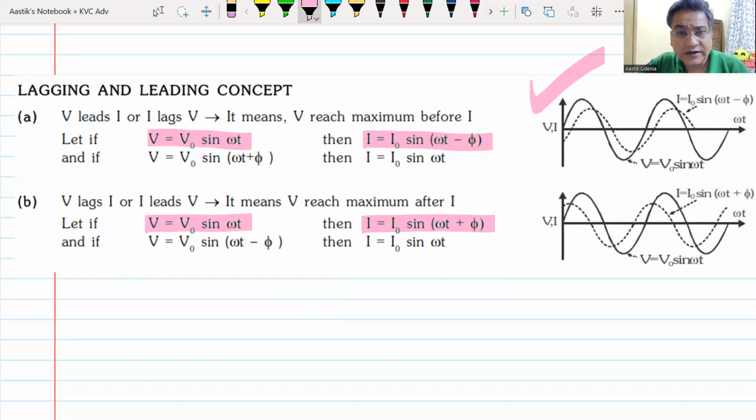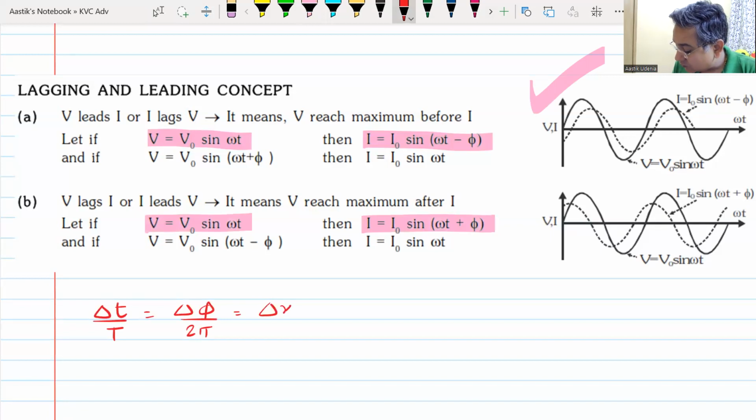Whatever V does, I will do, but phi angle before. Do we understand this? Yes, sir. There's also one thing that you must remember between phase difference and time difference. I must have told you time difference divided by capital T is always equal to phase difference divided by 2 pi. That is always equal to path difference divided by lambda. Do we remember this? Yes.